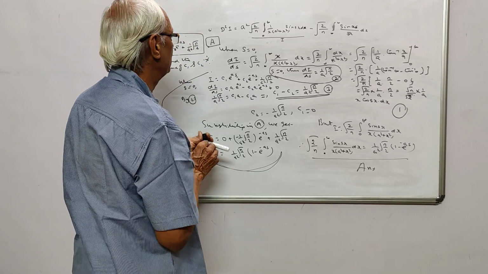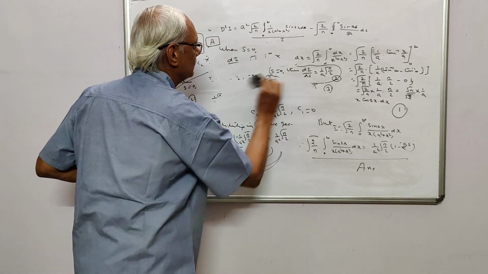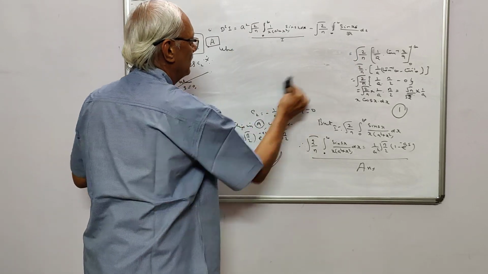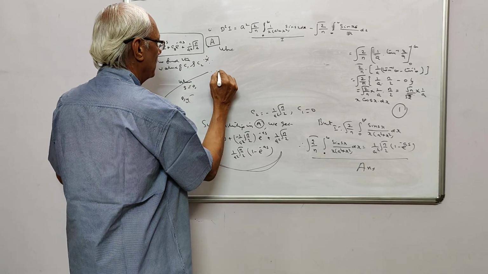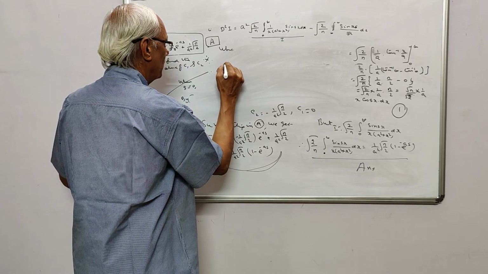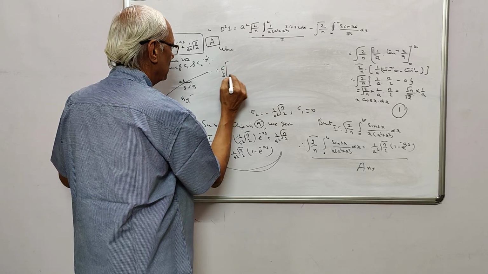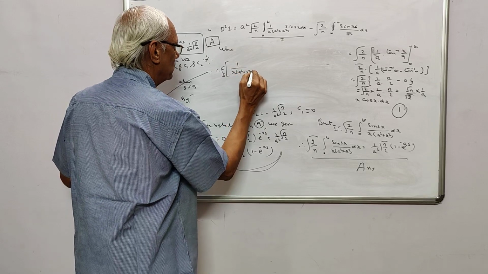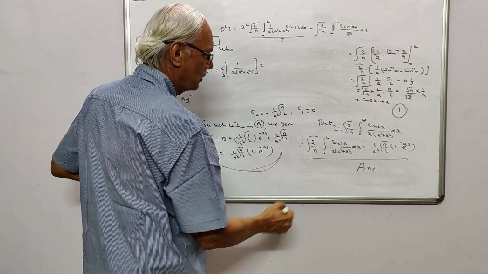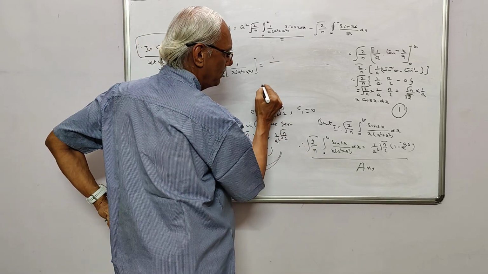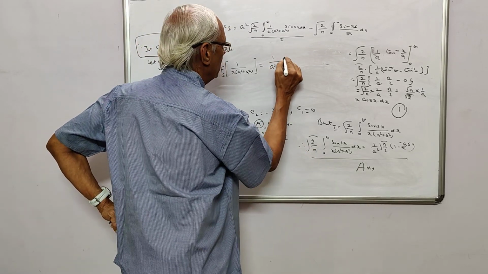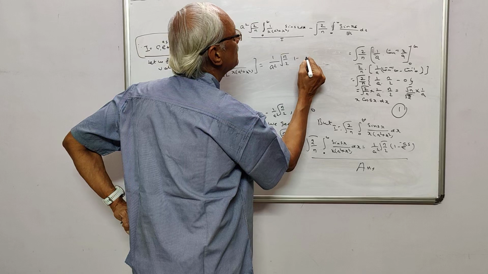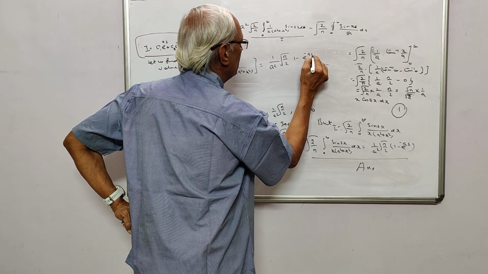Now, finally, how should you give the answer? I'll write the final step. Therefore, Fs of 1 by x into a squared plus x squared is equal to 1 by a squared, pi by 2 square root of this, 1 minus e to the power of minus as.